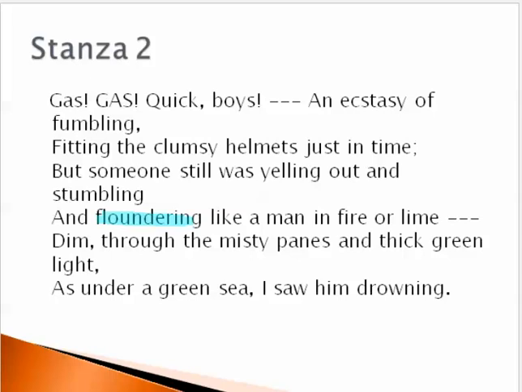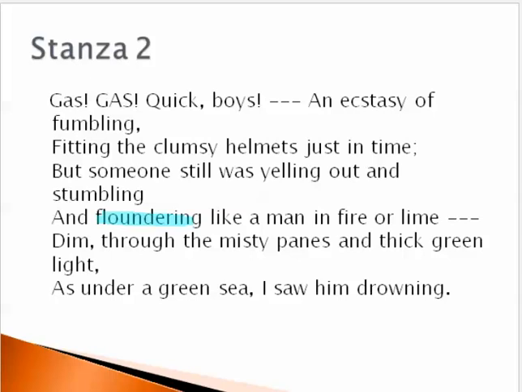Dim through the misty panes and thick green light, as under a green sea, I saw him drowning. So now we're envisioning this green light as under a green sea. And so here is a simile, as under a green sea. So like being under a green sea, okay, I saw him drowning.